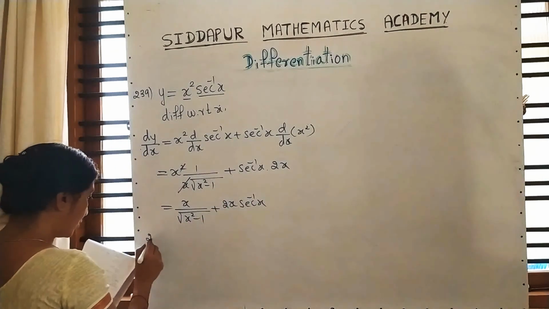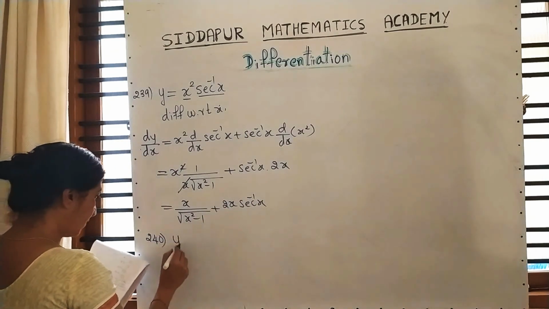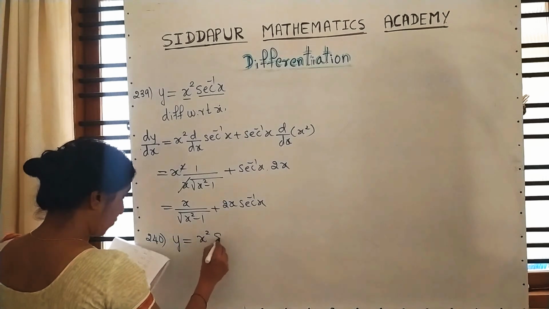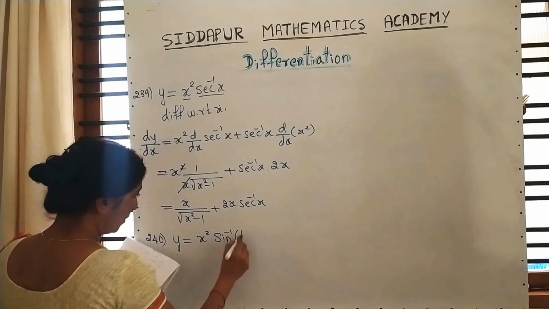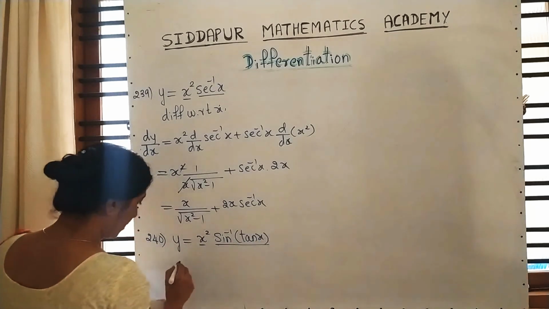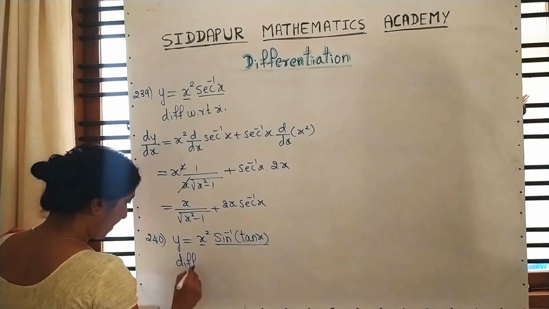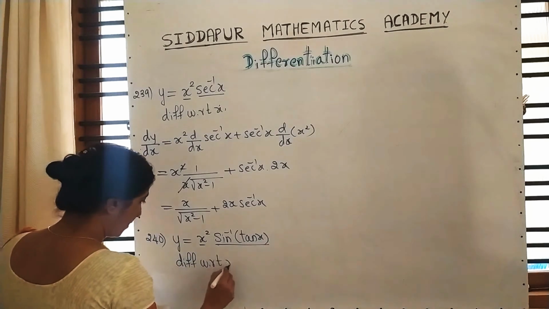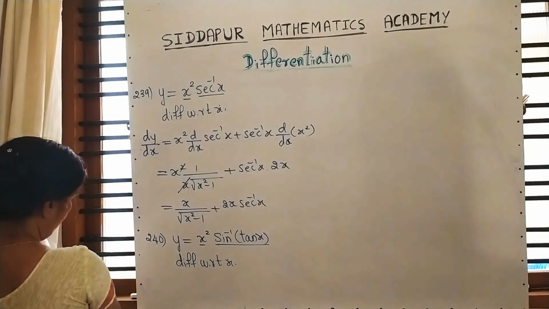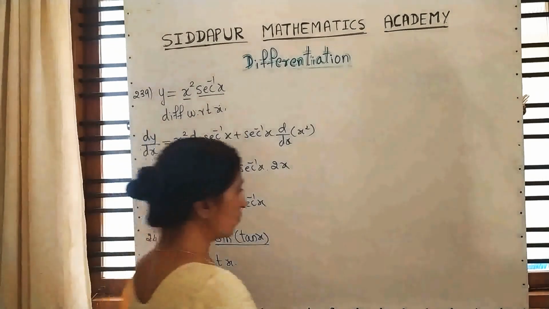Moving to the next question. Question number 240. y is equal to x square into sine inverse of tan x. This is u, this is v. Differentiating with respect to x. Here first apply the basic rule, u into v.